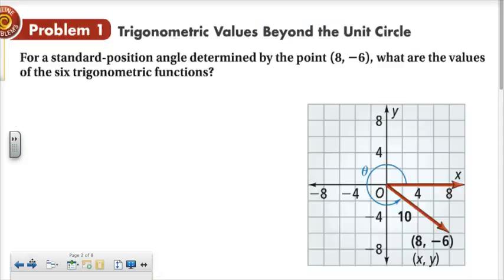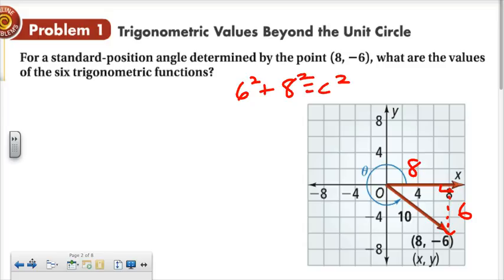Now, this one says trigonometric values beyond the unit circle, and it says for a standard position angle determined by the point (8, -6), what are the values of the 6 trigonometric functions? So what you want to do is think of this graphically, that this is 8 units, and this is your -6, so that's 6 units. And we're not supposed to calculate any of this without knowing what r is. Well, r is the hypotenuse of that right triangle. So we can really just use a squared plus b squared equals c squared here.